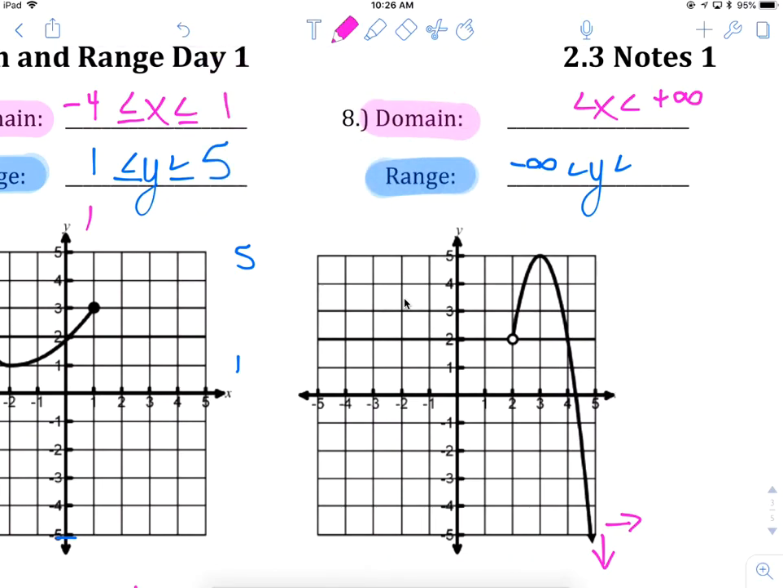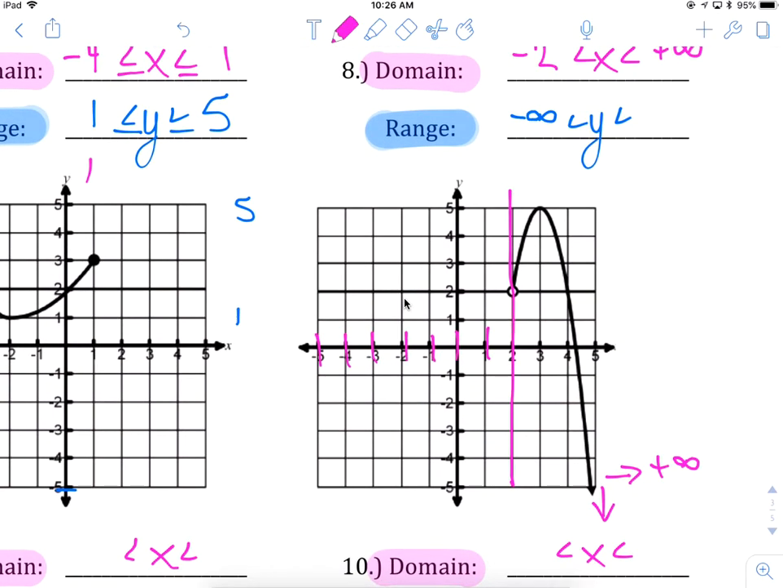So on the x's, what's the farthest left? Not -5, -4, none of these got used. 1 didn't get used. 2 is the farthest left that I went on my graph. It's got an open circle, so we're not going to put or equal to, and we can't put or equal to on this positive infinity.